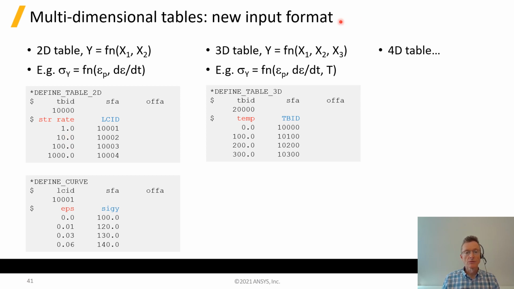But some material models can have yield stress being a function of more than just plastic strain and strain rate. For example, temperature may be involved. So the format for inputting this in R12 is define table 3D, which gives a list of temperatures, and each one references a 2D table, which is one of these, and each one of these in turn references the curves. And you can have more than that. You could have a 4-dimensional table which references 3-dimensional tables, which reference 2-dimensional tables, which reference curves. So it's rather complicated, and you can see why a change was wanted.